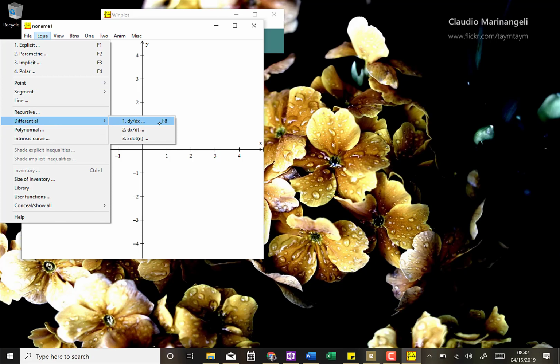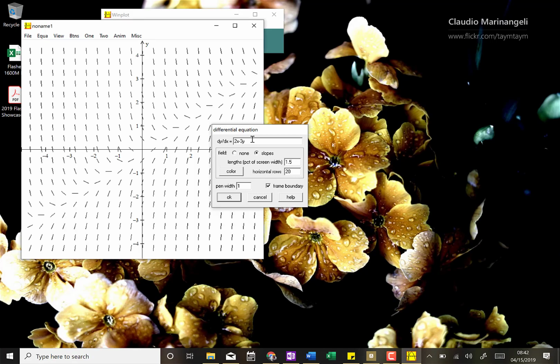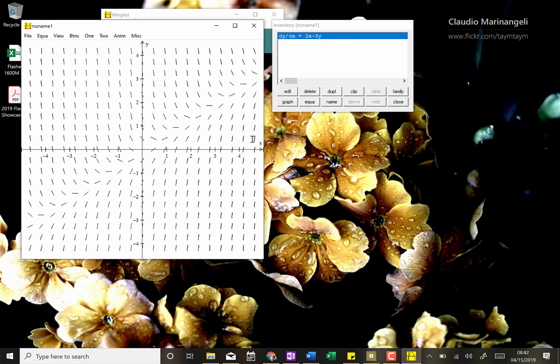Differential, dy dx equals. What's the equation? Because I have short memory, 2x minus y. 2x minus 3y. Let's see. Nope. 2x minus 3y. There we go. So this person wrote this in a way that you can actually kind of see what's happening. And whenever we make our worksheets, we still use this person's program to make them. Because there's like nothing better out now.